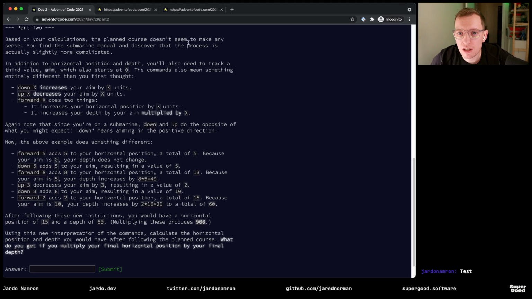Based on your calculations, the planned course doesn't seem to make any sense. You find the submarine manual and discover that the process is actually slightly more complicated. In addition to horizontal position and depth, you also need to track a third value, aim, which also starts at 0. The commands also mean something entirely different than you first thought. Down increases your aim by X units. Up decreases your aim.